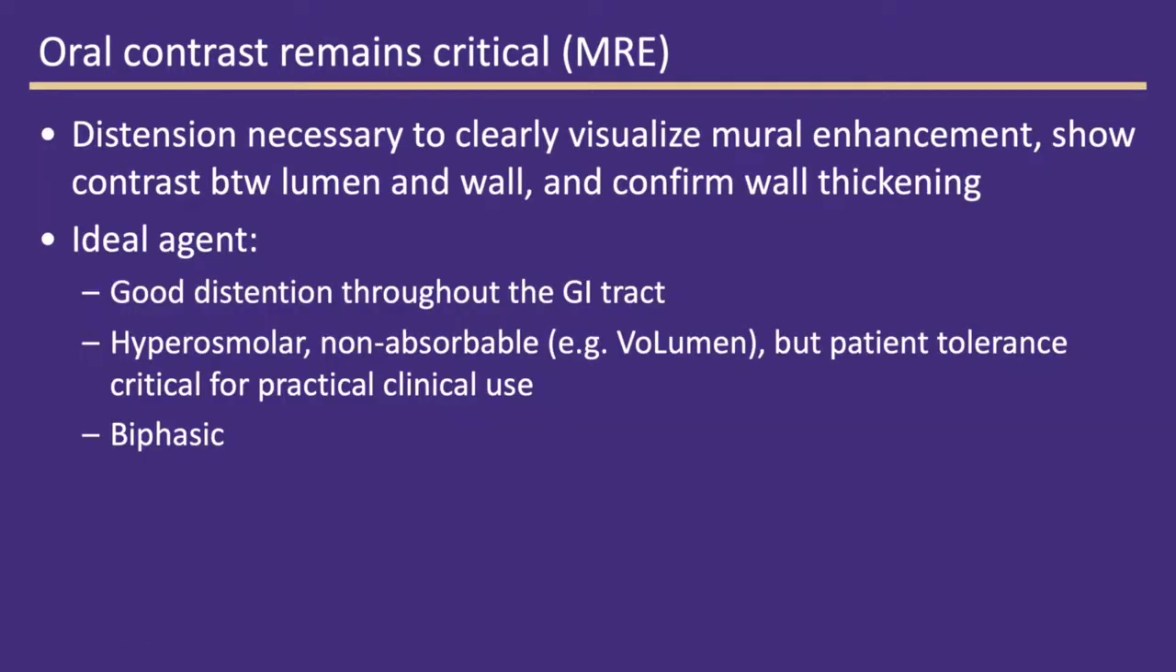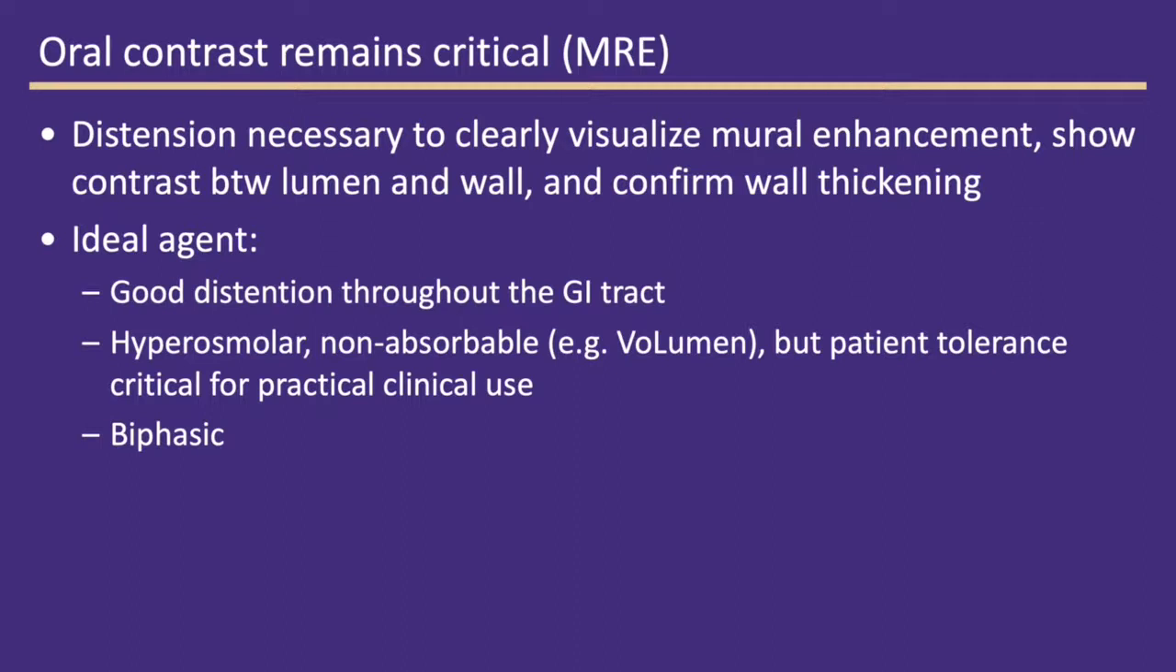For MR enterography, the same principles apply. You want adequate distension of the entire GI tract so that you can clearly see both sides of the wall, so that you can characterize the mural enhancement pattern and have sufficient contrast between the lumen and the wall, and confirm that something is real wall thickening as compared to just an underdistended segment. So same principles.